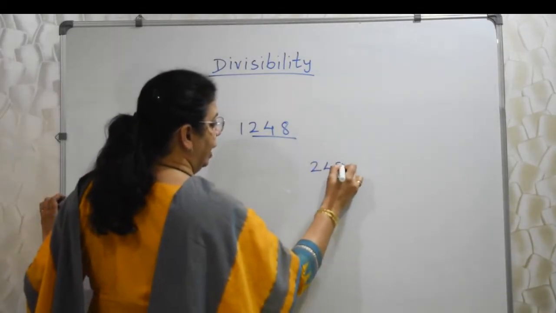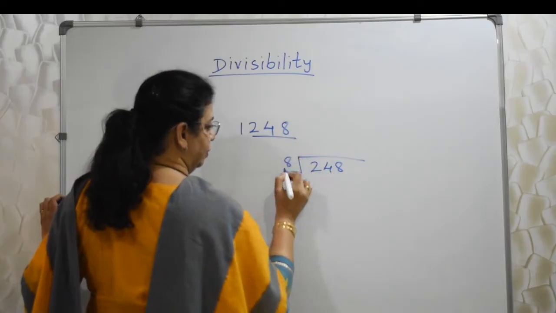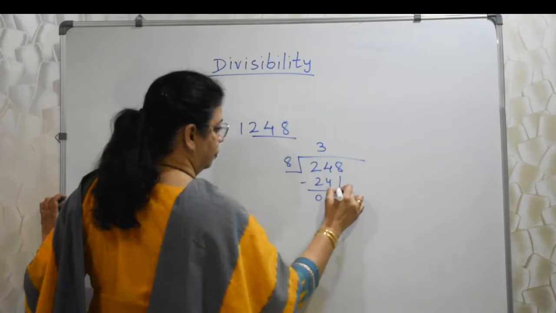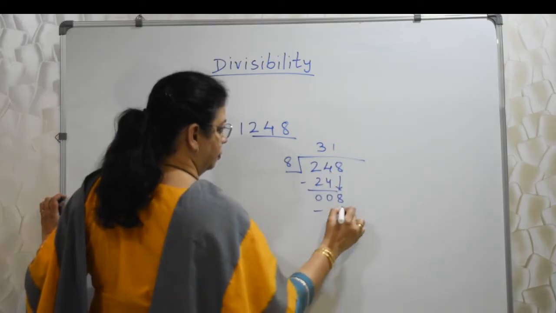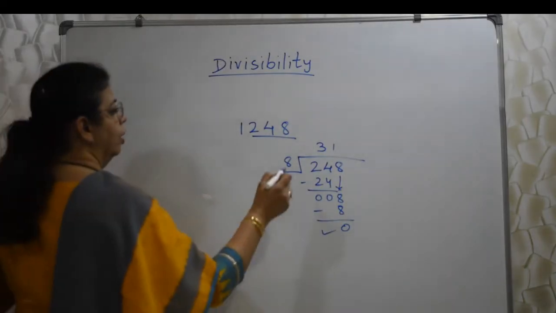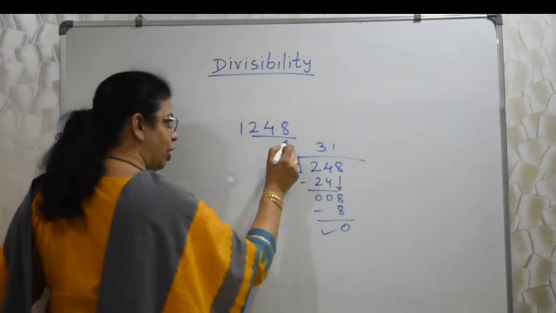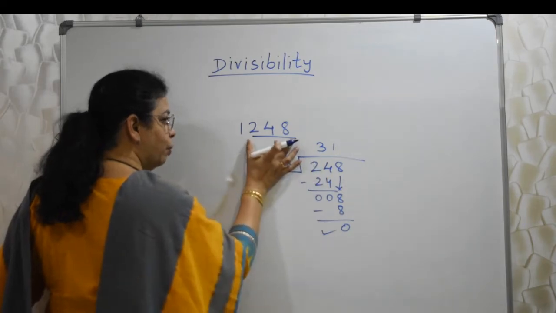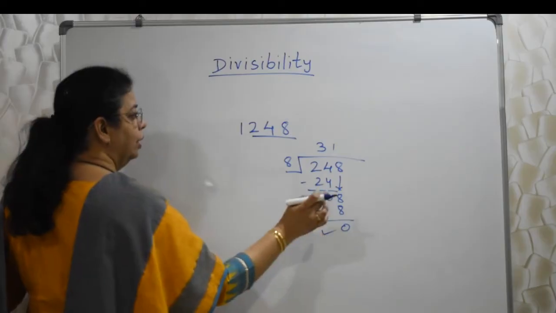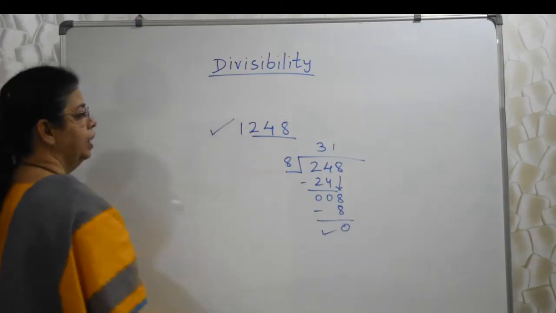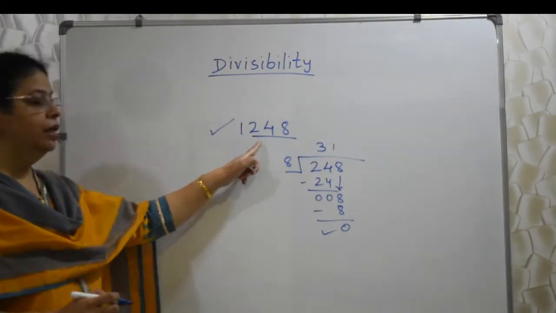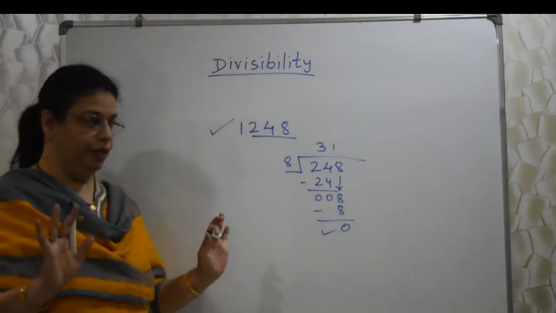If we divide this 248 by 8, let's do it. Yes, I got 0. So when I divide the number formed by the last 3 digits and the remainder I get is 0, then I must say this number is divisible by 8. In case it is other than 0, then this number is not divisible by 8. Okay.